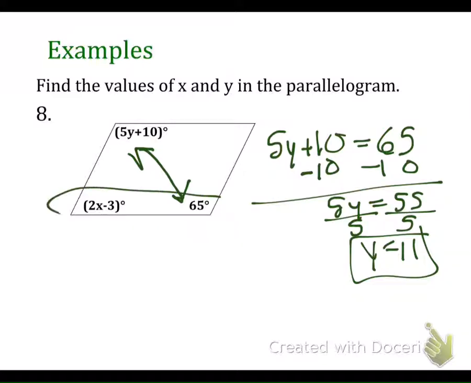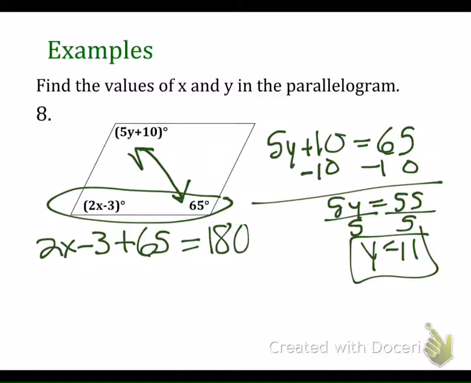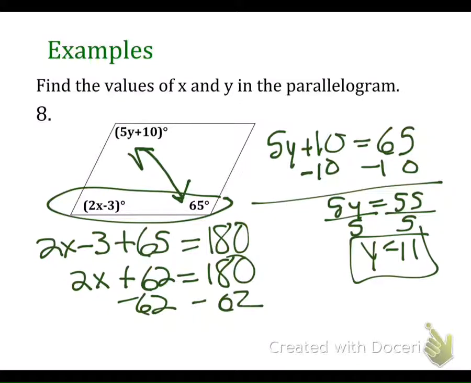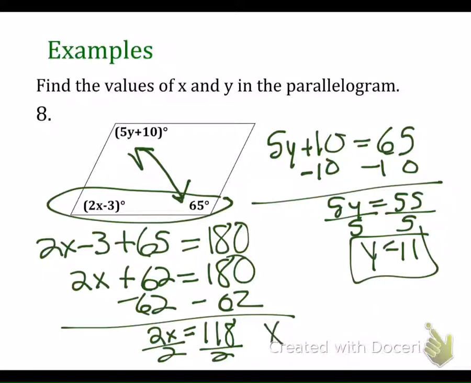Okay, then we know the consecutive angles add up to 180 degrees. 2x minus 3 plus 65 equal to 180. 2x plus 62 equals 180. Subtract the 62. So 2x is equal to 118. So x is equal to 59.